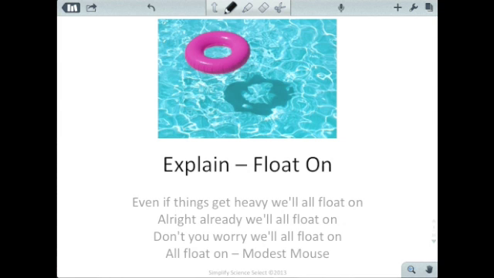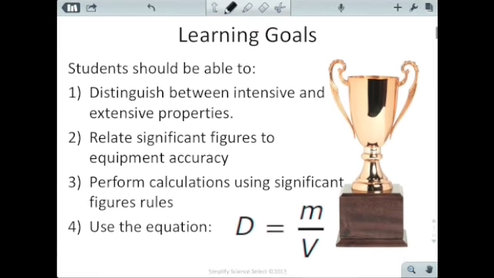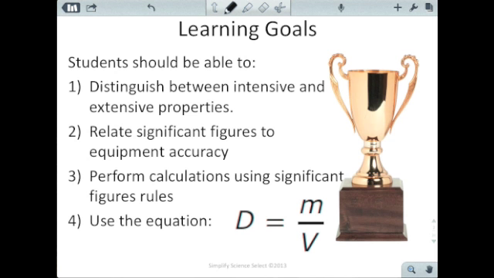We're going to explain the Float On lab. When we finish this PowerPoint, you should be able to distinguish between intensive and extensive properties. You should be able to relate significant figures to the equipment accuracy. You should be able to perform calculations using significant figure rules and use the equation density equals mass divided by volume.